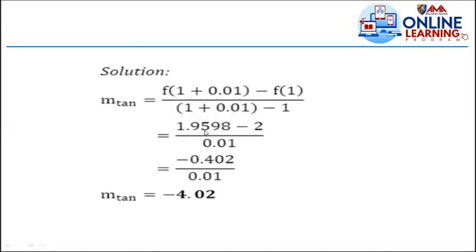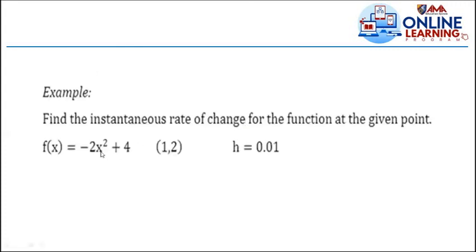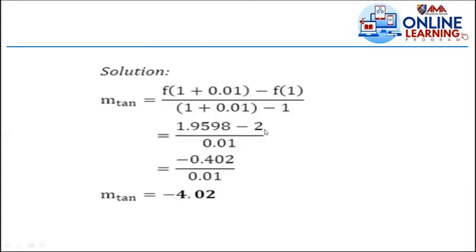The answer is 1.9598. Tapos dito, yung f of 1, 1 squared is 1 times negative 2 is negative 2 plus 4. The answer is 2. Okay? Divided by 0.01 is equal to negative 0.0402 divided by 0.01. Your tangent slope line is negative 4.02.